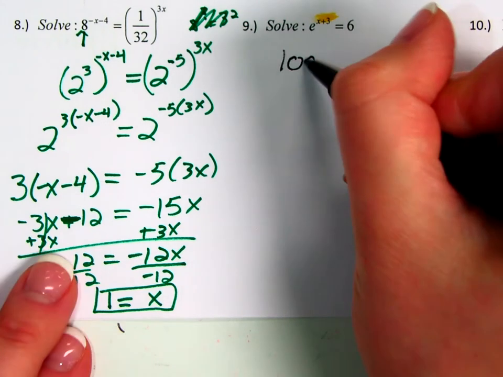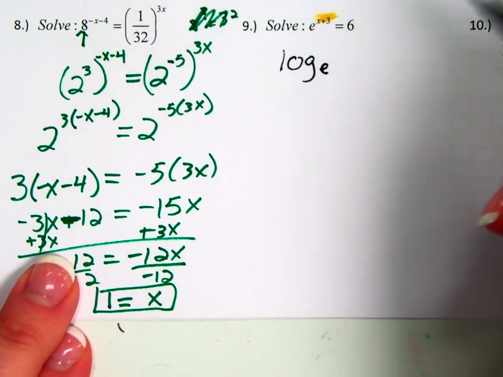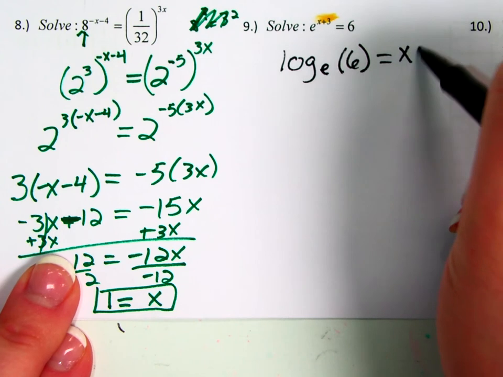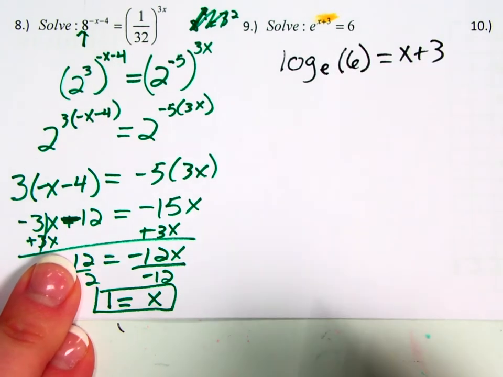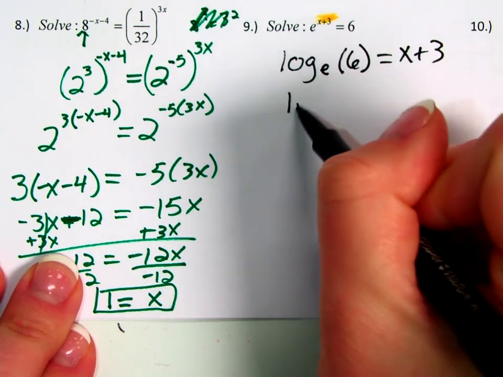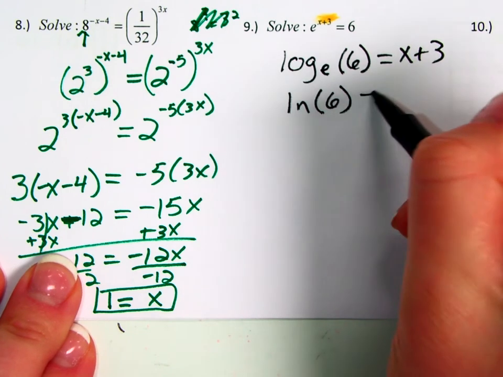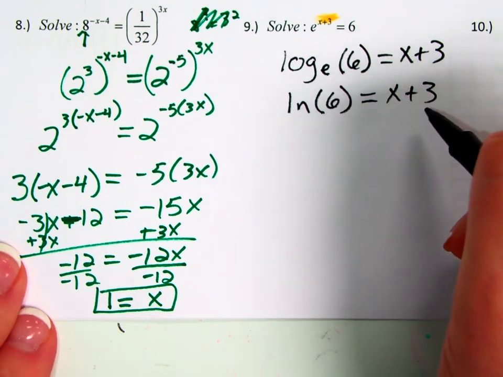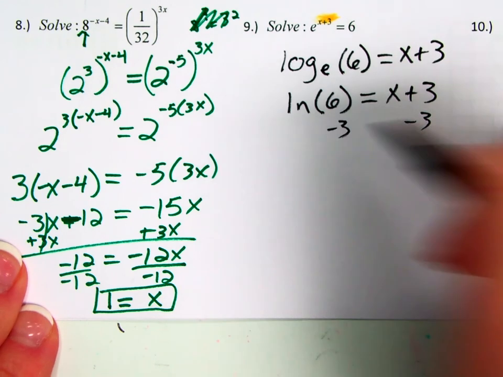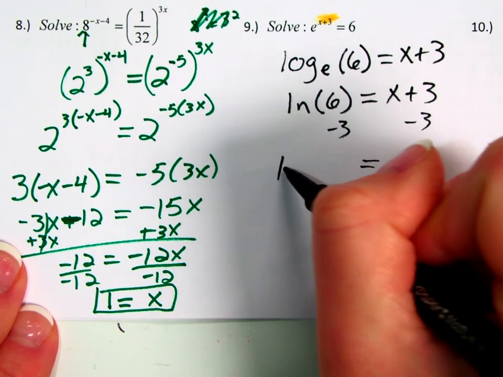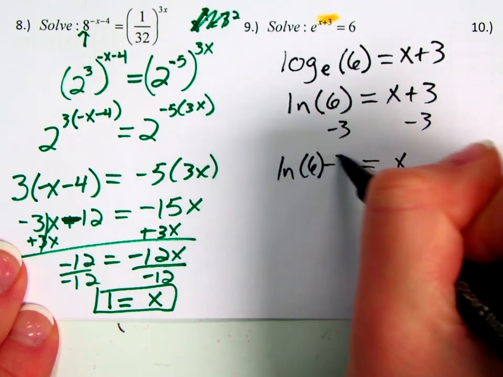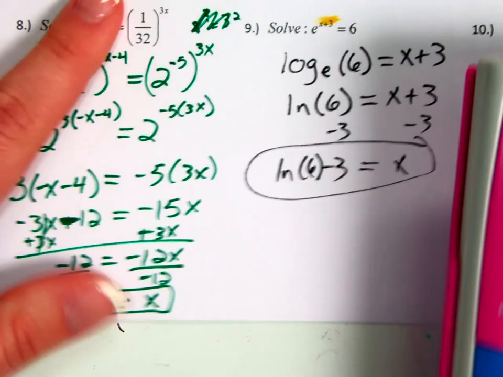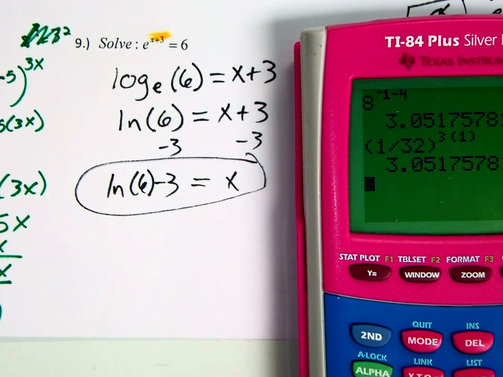So log of the base, which in this case is e, log base e of the answer equals the exponent. And anytime I see log base e, I should automatically change it to the natural log. Okay, now we can go ahead and solve this by subtracting 3. So x equals ln of 6 minus 3. That's my exact answer. And then I can go to my calculator to go ahead and get my estimate.